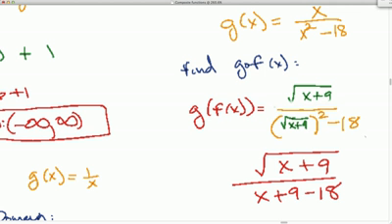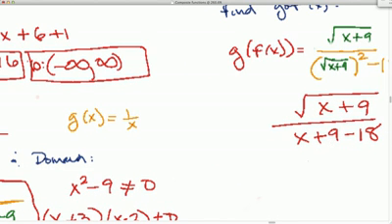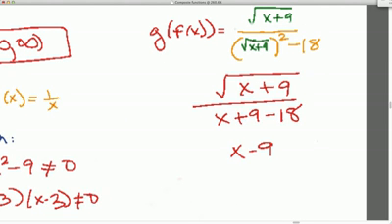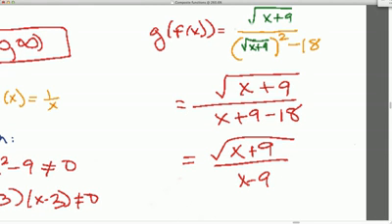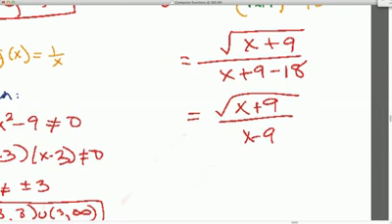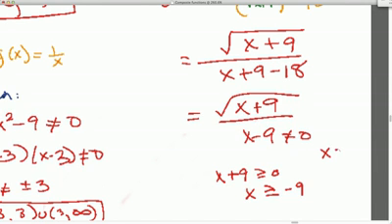I should have raised it to the fourth power. So then at this point you get x minus 9 in the denominator. So it's going to be x plus 9 square rooted over x minus 9. So your domain in this one has two parts. It's going to say x plus 9, the square root part, has to be greater than or equal to 0. So x is greater than or equal to negative 9. But this denominator can never equal 0, so x cannot equal 9.